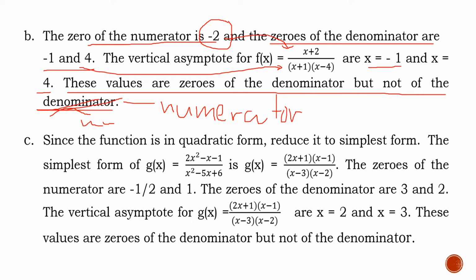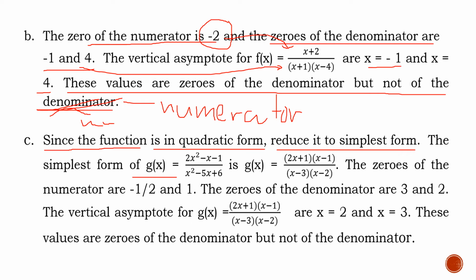Then for letter C, since the function is in quadratic form, reduce it to simplest form. Before moving forward, by simply looking for the values that make your numerator and denominator equal to 0, we need to simplify first, and reduce the given function to the simplest form.